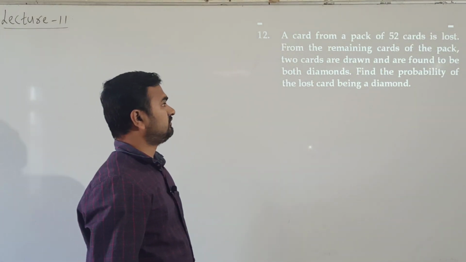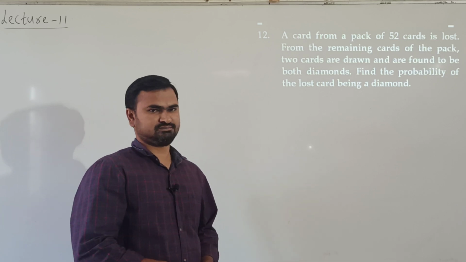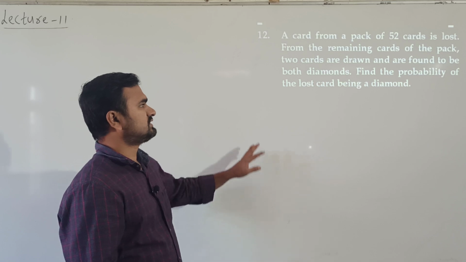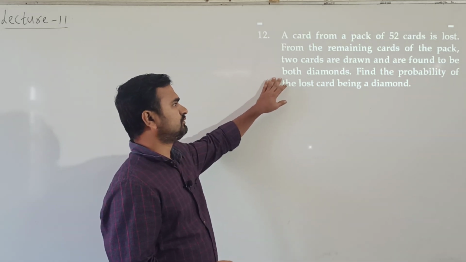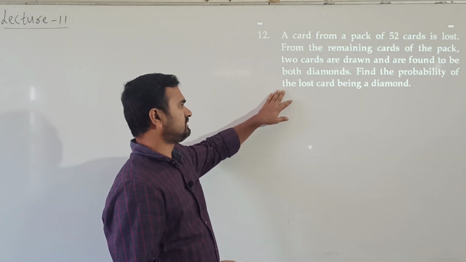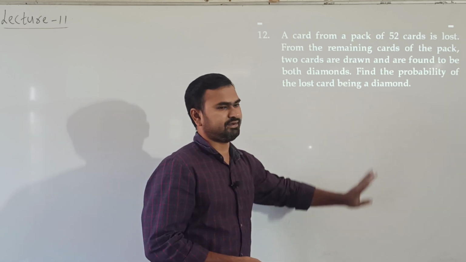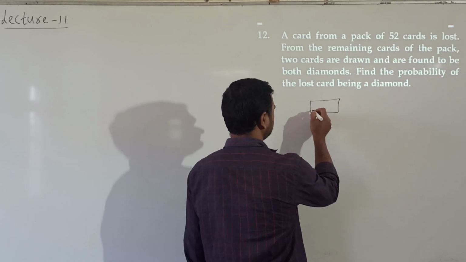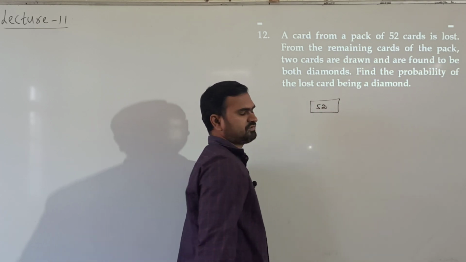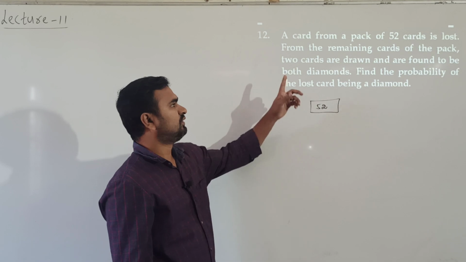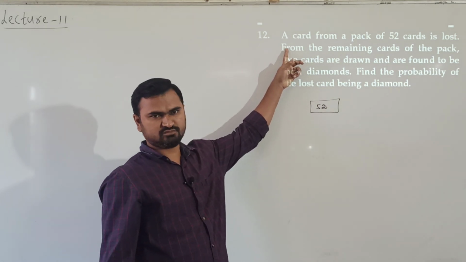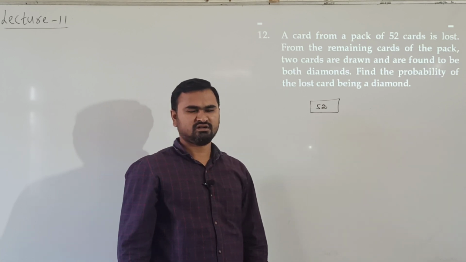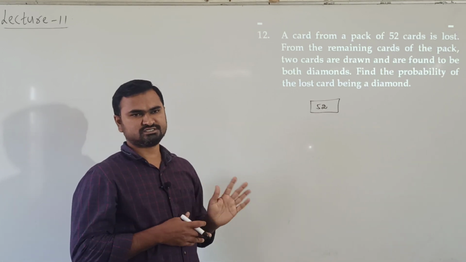A card from a pack of 52 cards is lost. Now from the remaining cards of the pack, 2 cards are drawn and are found to be both diamonds. Now find the probability of the lost card being a diamond. So there will be 52 cards, we know. From that 52 cards, one card is lost. Now how many are remaining? There are 51 cards remaining.